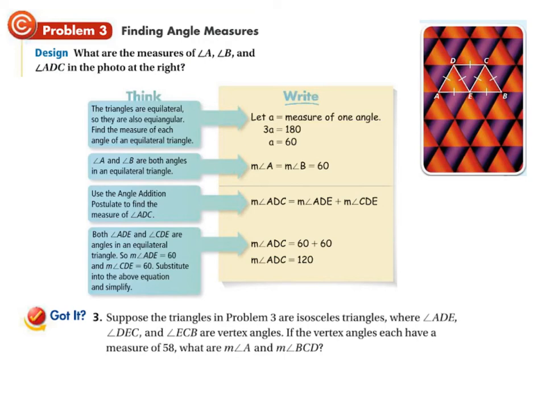Suppose the triangles in problem 3 are simply isosceles, and ADE and DEC, this angle here, and ECB, this angle up here, are vertex angles, meaning these two base angles are the same, these two base angles are the same, these two base angles are the same. And the vertex angles have a measure of 58. What is the measure of A and the measure of BCD? Calculate that now.